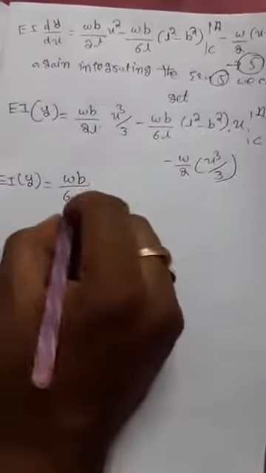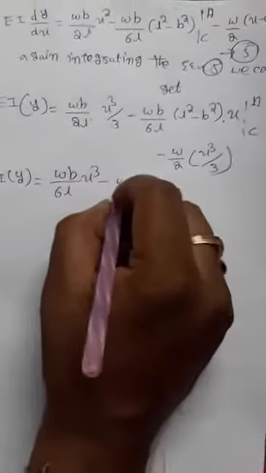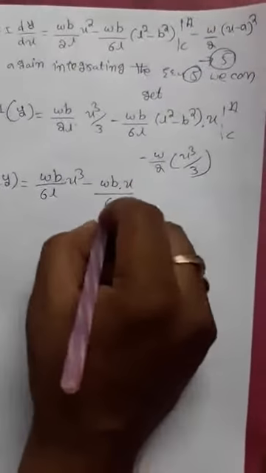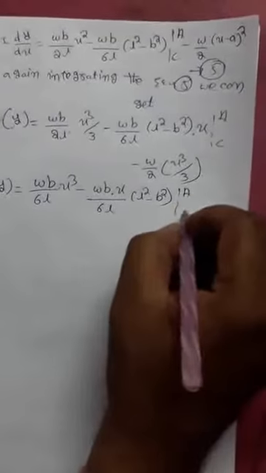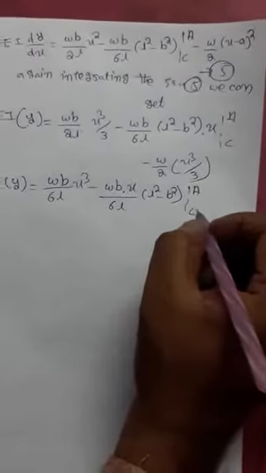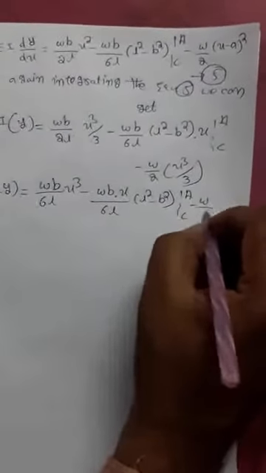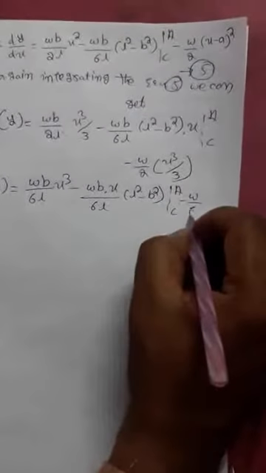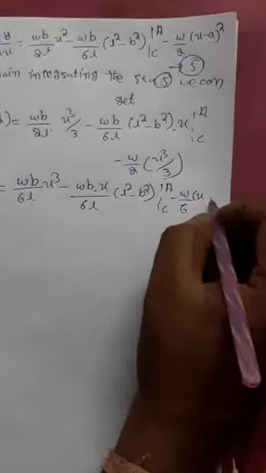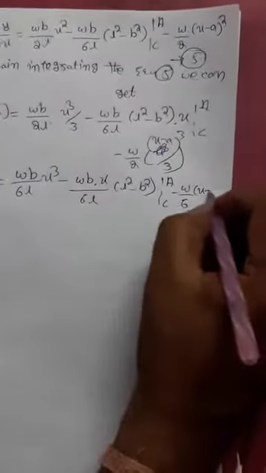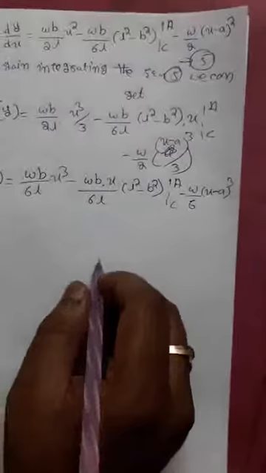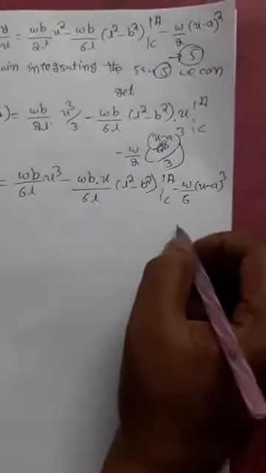After simplifying, you can get EI y equals WB by 6L into x cube, minus WB x by 6L into L square minus B square. This is the AC portion, and minus W by 6 into x minus A whole cube. Okay, so this is equation number 6.